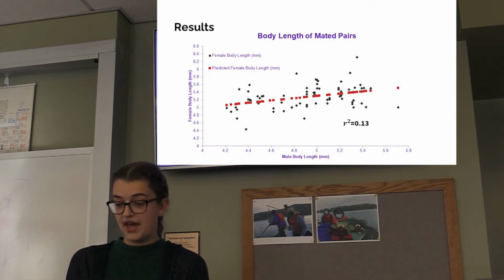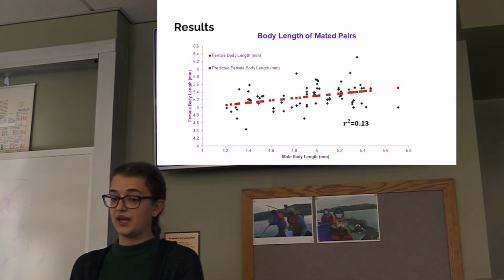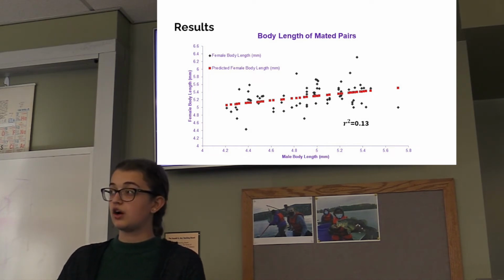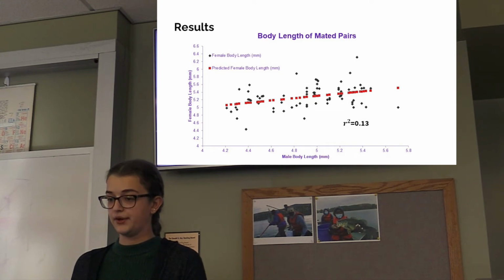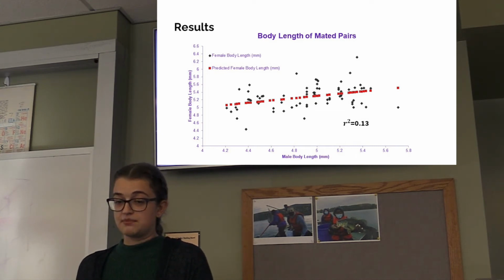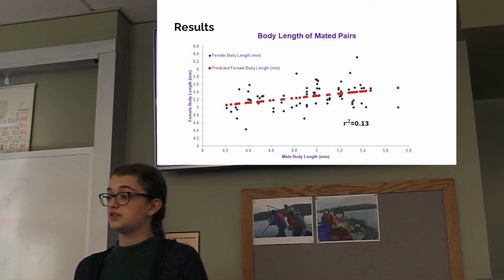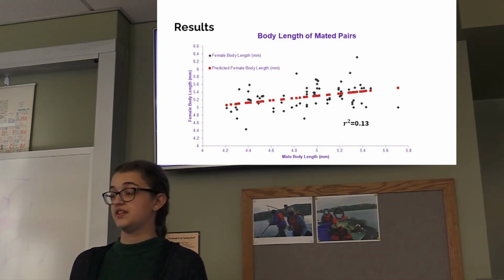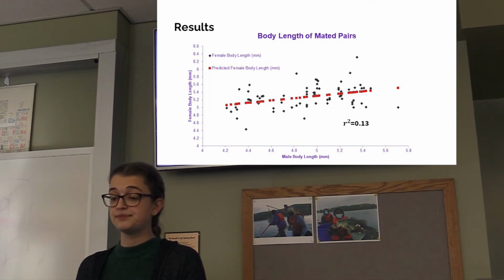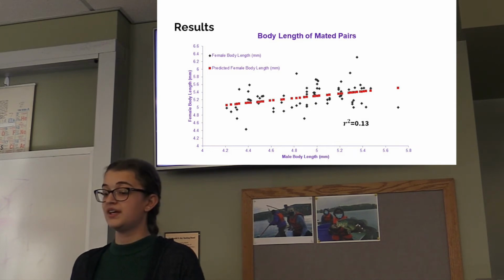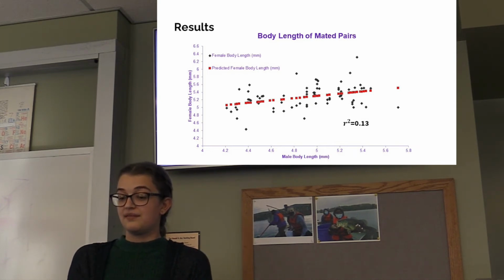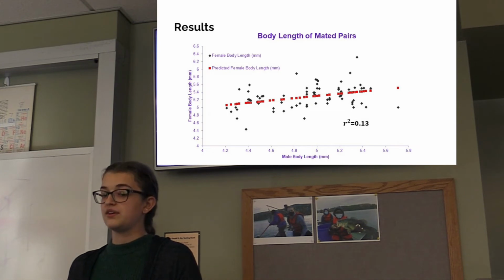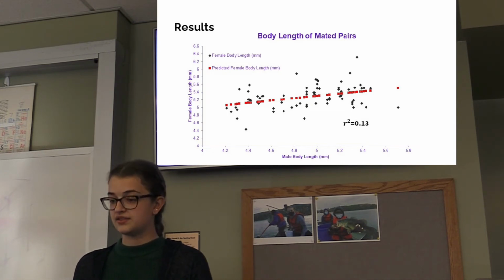So as the male body length increased, their mated pair was generally larger and in the same range as the male. And my p-value was less than 0.001, so even though there was a slight correlation, it was statistically significant. So there is some sort of relationship within my data. And we concluded from this one that there is positive assortment. So as I explained, the males, as they get larger, the females tended to be larger in size, generally.